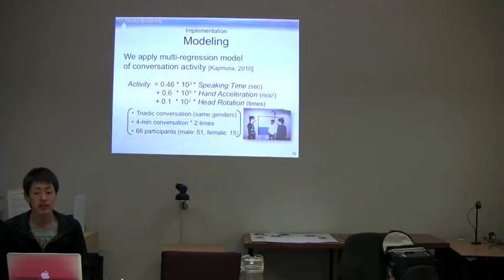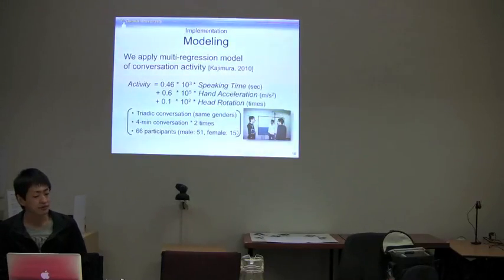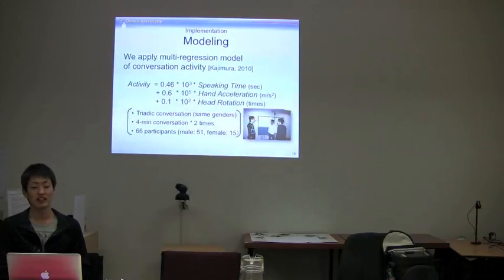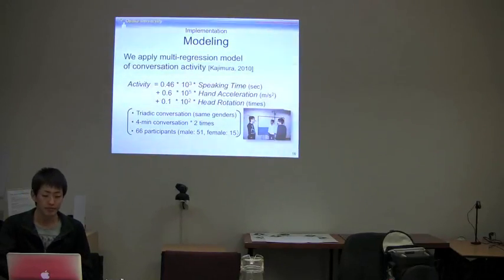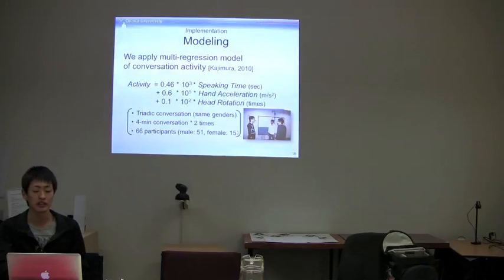To estimate the conversation states, we apply a multi-regression model of conversation activity. In this model, the activity of a conversation is represented as a linear sum of speaking time, head rotation frequency, and hand acceleration. As a first step of the implementation, we decided to use these coefficients as a reference.